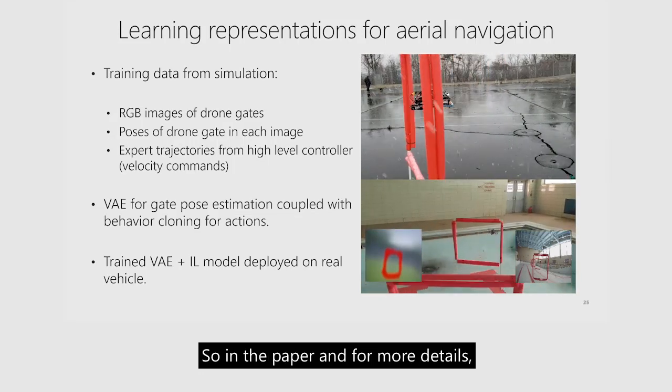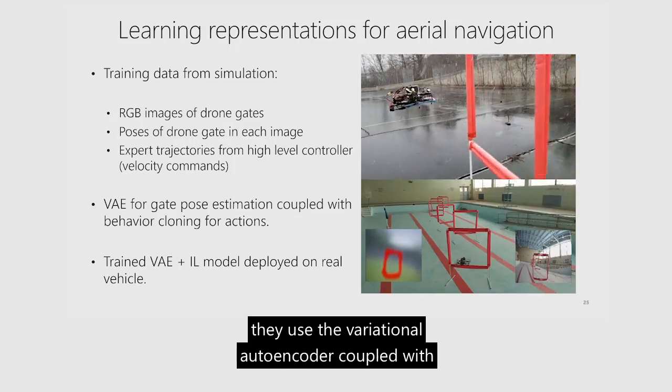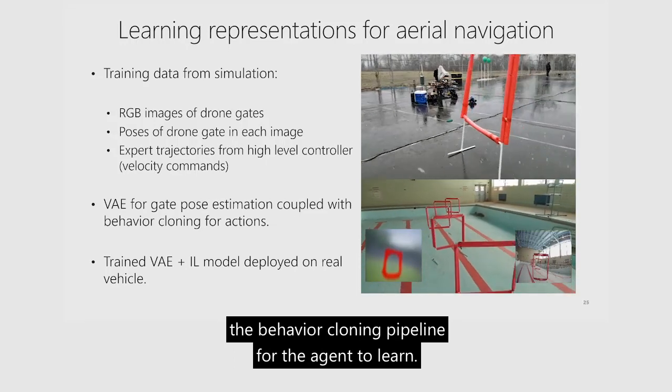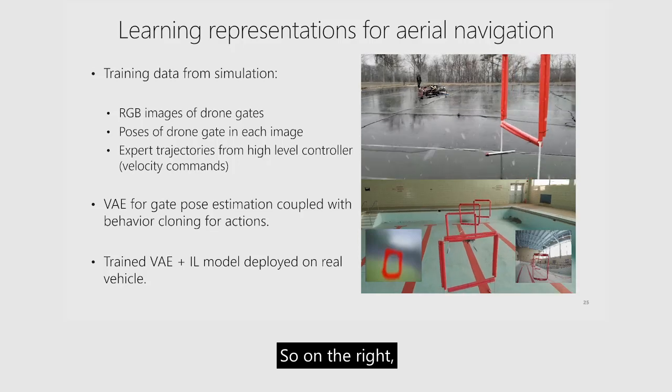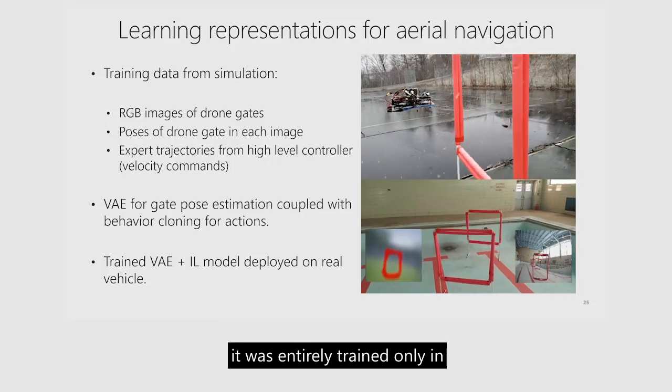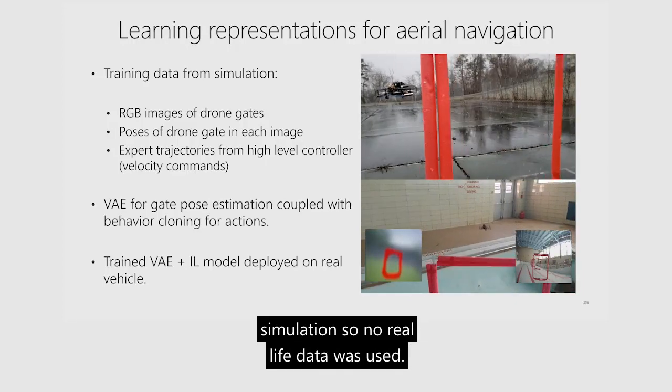So in the paper, and for more details, you can look at the paper itself, they use the variational autoencoder coupled with the behavior cloning pipeline for the agent to learn. So on the right, you can actually see graphics of it working in real life when it was entirely trained only in simulation. So no real life data was used.